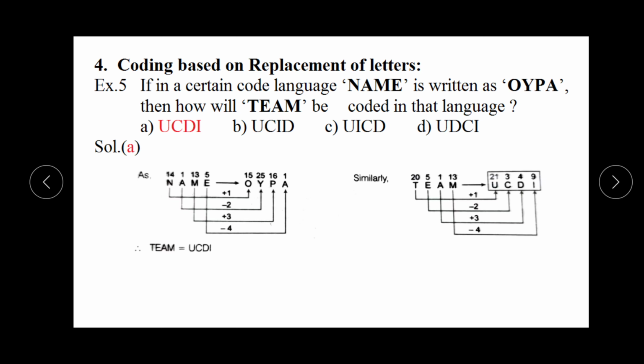So here we will apply the same pattern on the word team. First we add 1, T plus 1 is U. Then we subtract 2. If we subtract 2 from E, it will be C. Then add 3, A plus 3 is equal to D. Then subtract 4, so M minus 4 is equal to I. So the required code for team will be UCDI. That will be the first option.